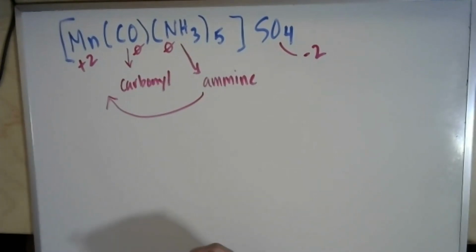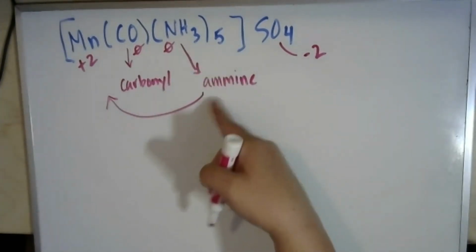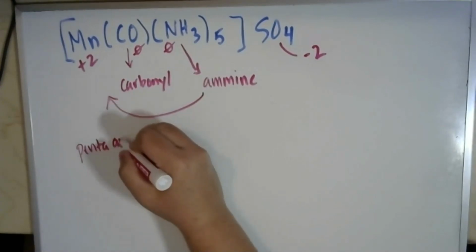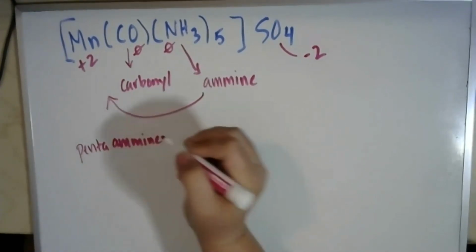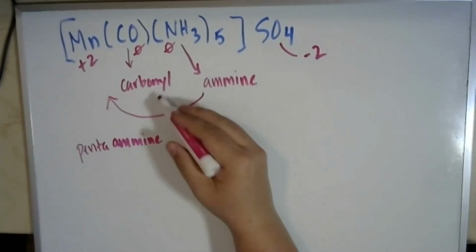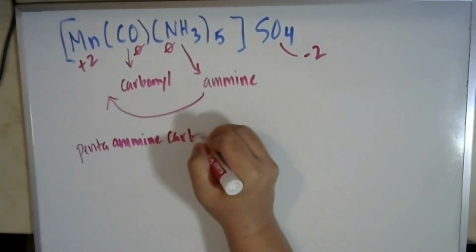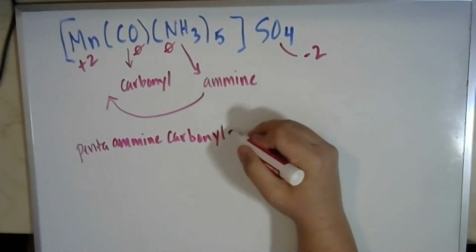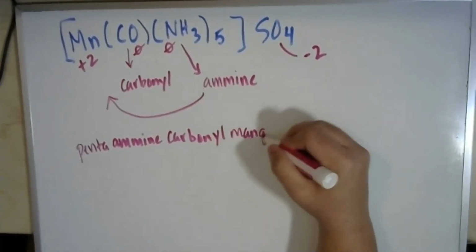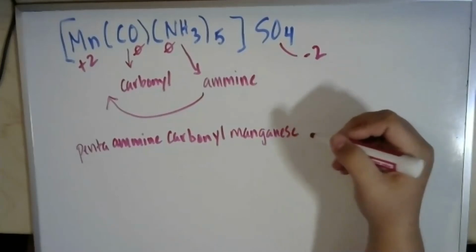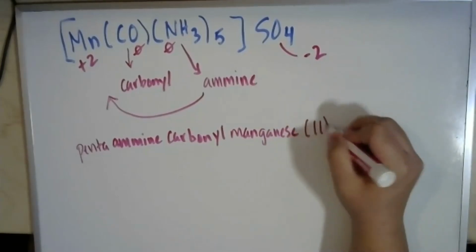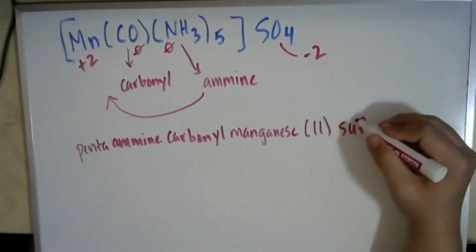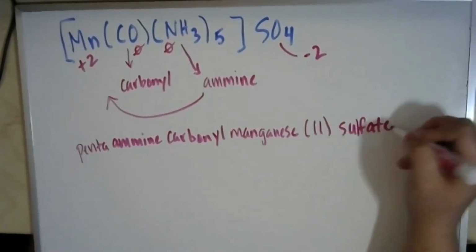So now I can name this. I have 5 ammines, so that's going to be pentaammine. And then I'm going to name the carbonyl. And then I'm going to name my metal, including the charge. And I'll follow it with my anion.